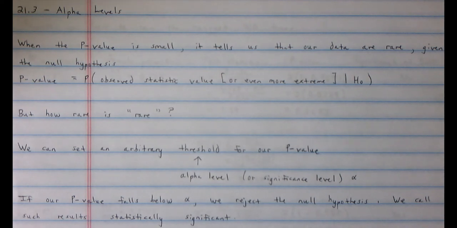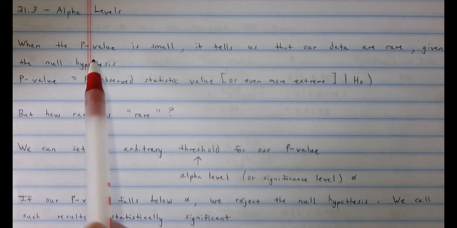Hi there, let's discuss section 21.3 on alpha levels. In the previous few videos, we discussed hypothesis tests, either for a proportion or a mean, depending on the type of variable we were working with. And we noticed that when the p-value is small, we reject the null hypothesis. The question is, how small is small? Your idea of a small p-value may be different from my idea of a small p-value. So that's the question we'd like to investigate in this section.